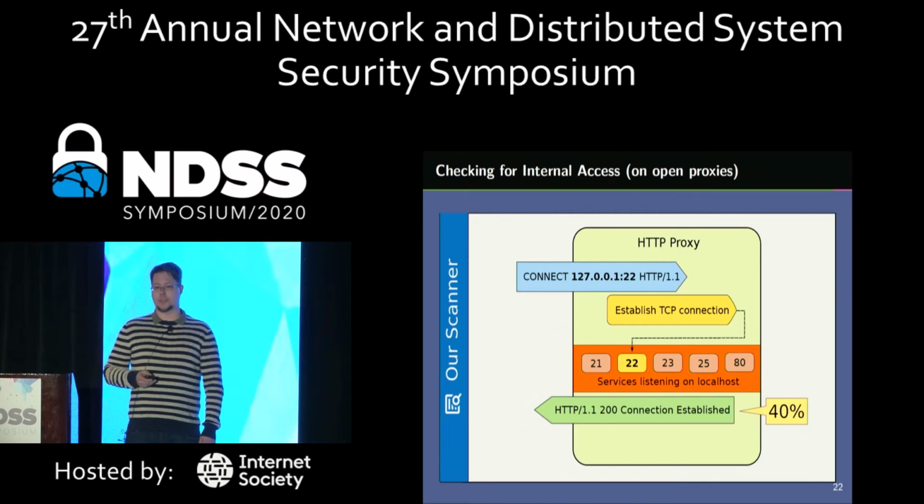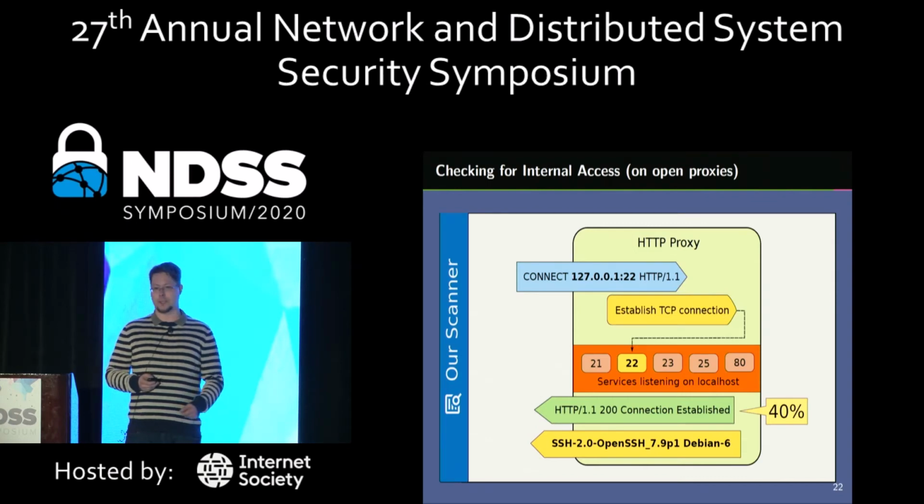We saw that 40% of all our proxies were responding to us with this 200 response code. However, we also wanted to see whether we are receiving the expected payloads, so whether the connection was really for the service hosted on an internal host. In this case, we used port-based heuristics and found out that 23% of all open proxies allowed connections to the localhost.